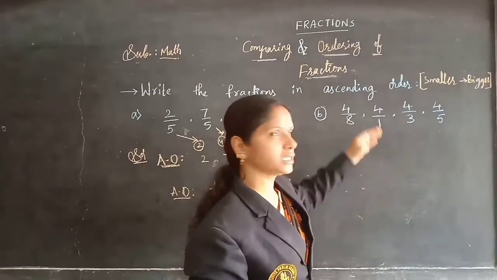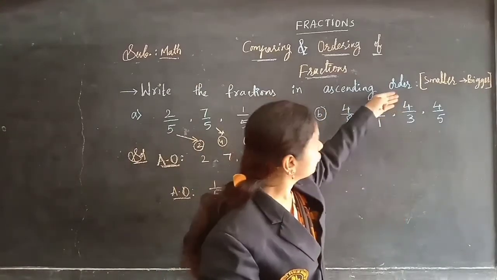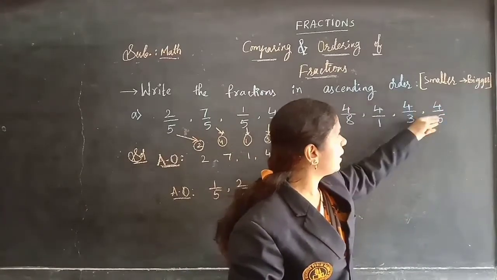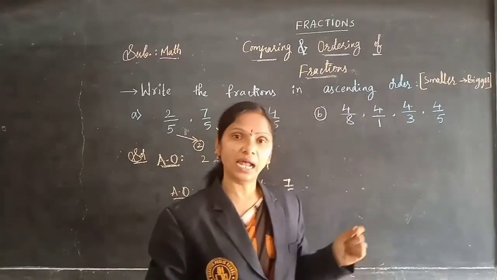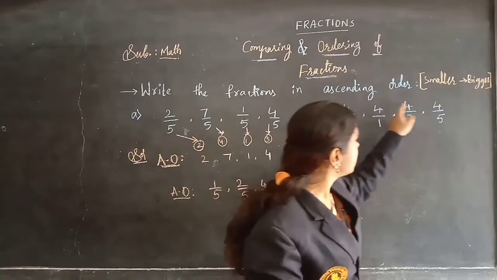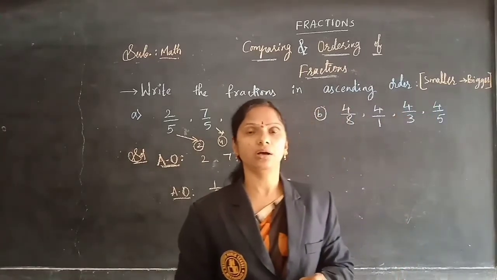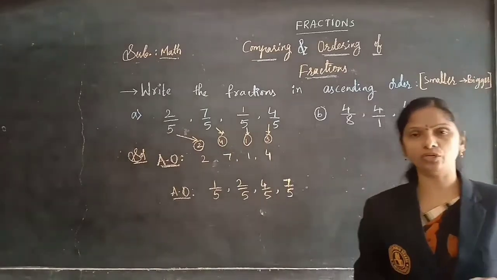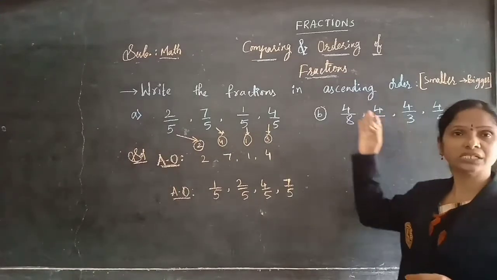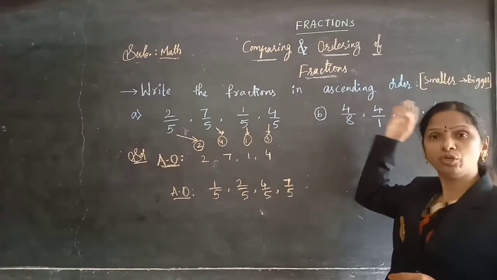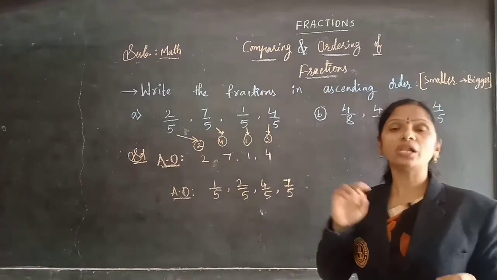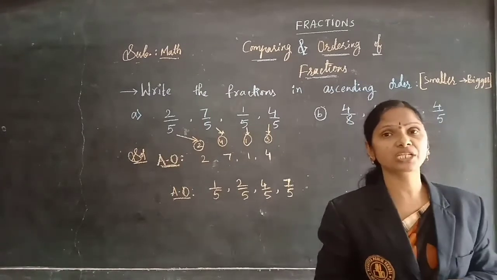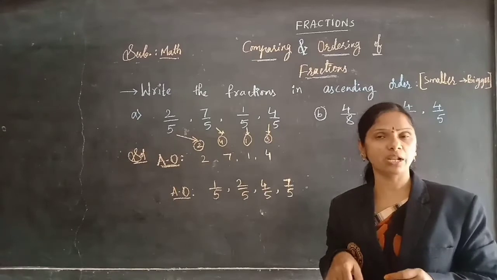4 by 8, 4 by 1, 4 by 3 and 4 by 5. These are the unlike fractions with the same numerator. Already I told you children here in this video only, when you are comparing two unlike fractions with the same numerators, then the smaller denominator will be the bigger fraction, bigger denominator will be the smaller fraction.